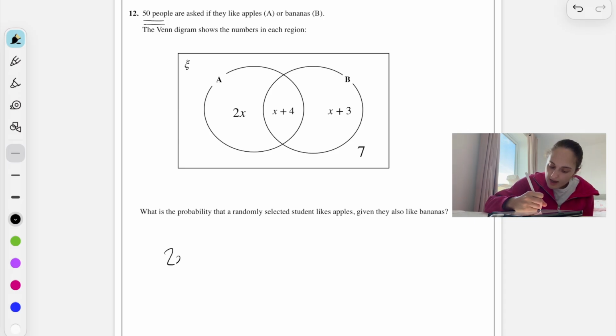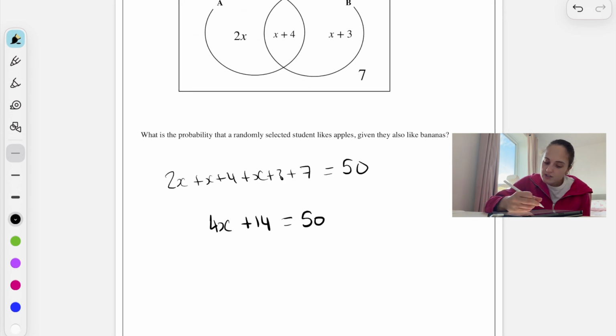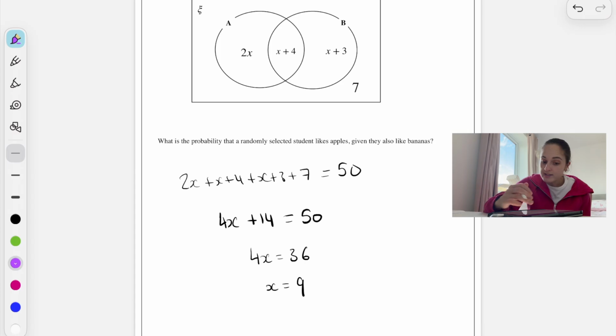So I can say 2x plus 4 plus x plus 3 plus 7 must equal 50. So we have 2x plus x, so that's going to be 3x, and then 4 plus 3 plus 7, so that's 14, and that is equal to 50. So if we minus 14, we have 3x equals 36, and divide by 3, we have x equals 12. So x equals 12, I can now substitute x in the Venn diagram.